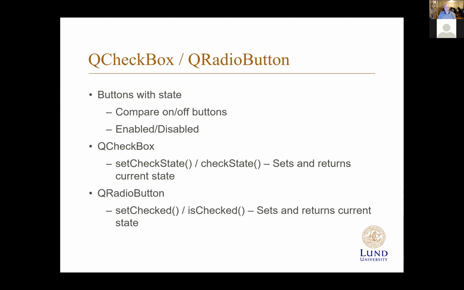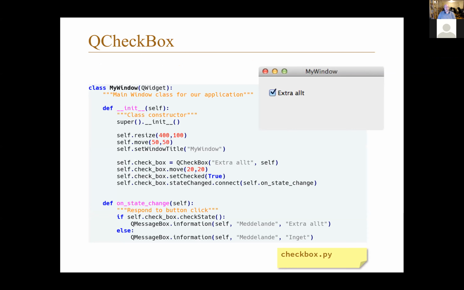So you have set check state. You can query with check state. With the radio button, you query with set checked and is checked. And they're created in the same way as buttons. The only thing is that they have additional properties. Here you have set check to set the control to true. And you can also set connected to set state change connect, so it will trigger an event when you click the checkbox.